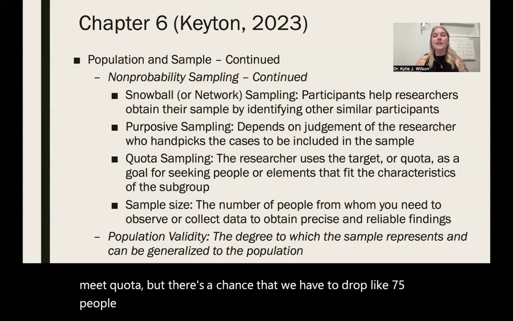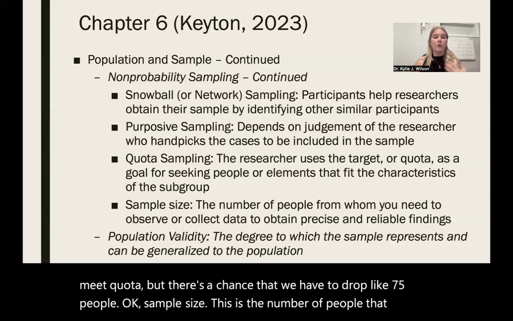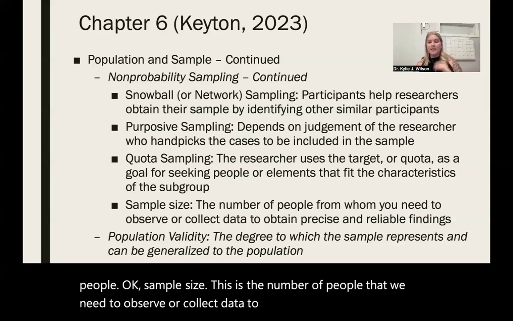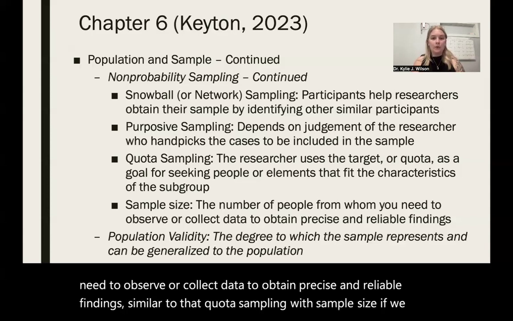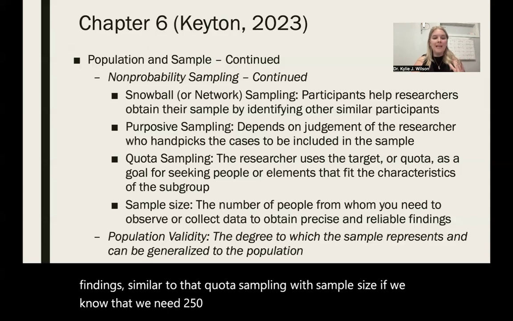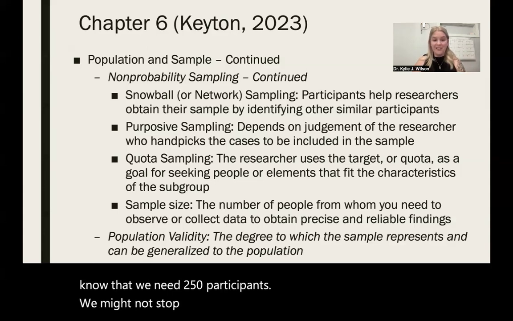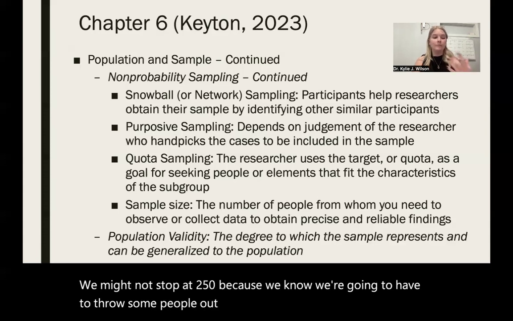Sample size. This is the number of people that we need to observe or collect data from to obtain precise and reliable findings. Similar to quota sampling, if we know that we need 250 participants, we might not stop at 250 because we know we're going to have to throw some people out. And therefore, we might have a larger sample size.